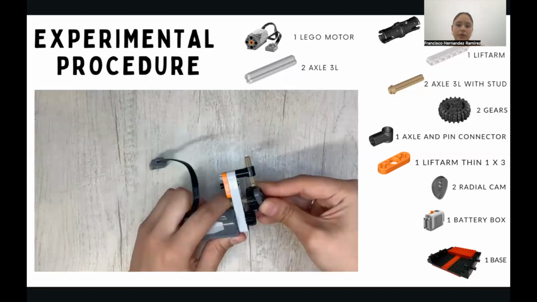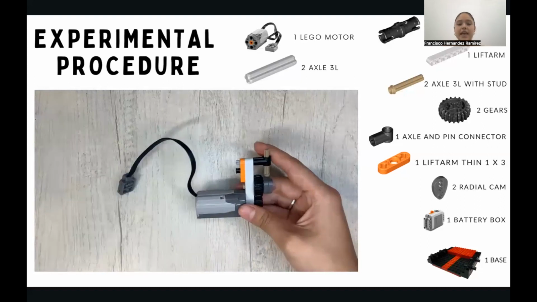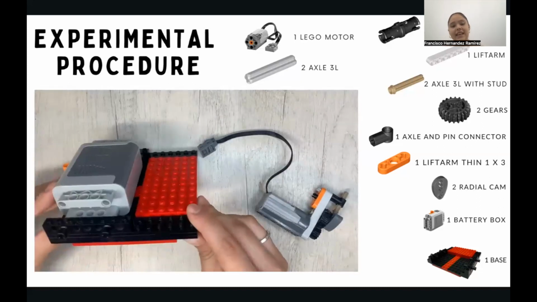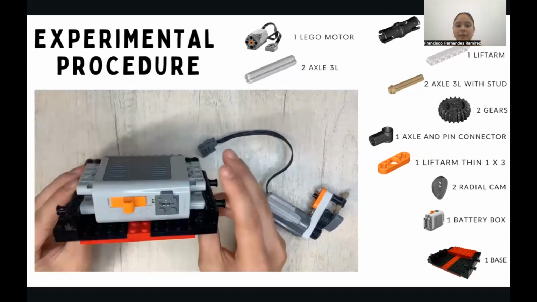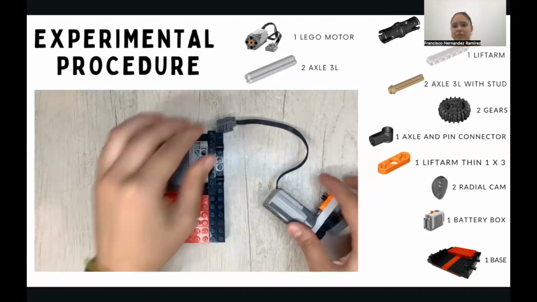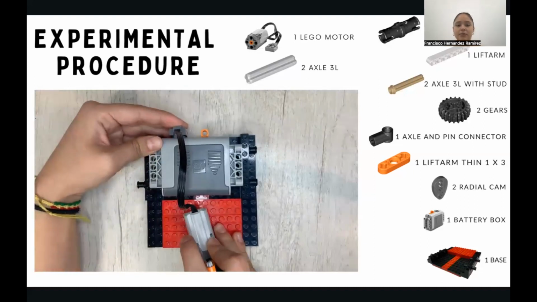At the end, we put the radial cam, 2 radial cams, and then we connected the motor to our Lego base. We decided to put the battery box in the base so we can have a practical project, and also it was easier to transport it.